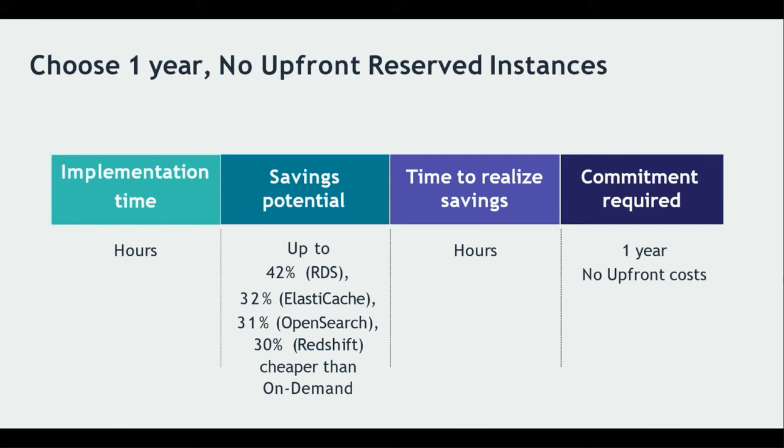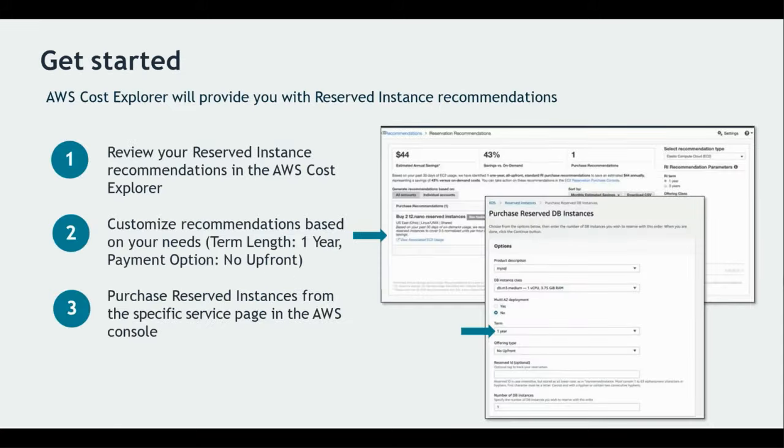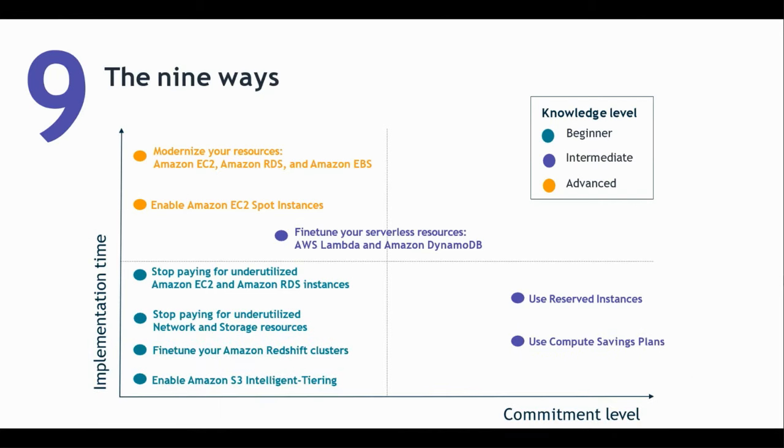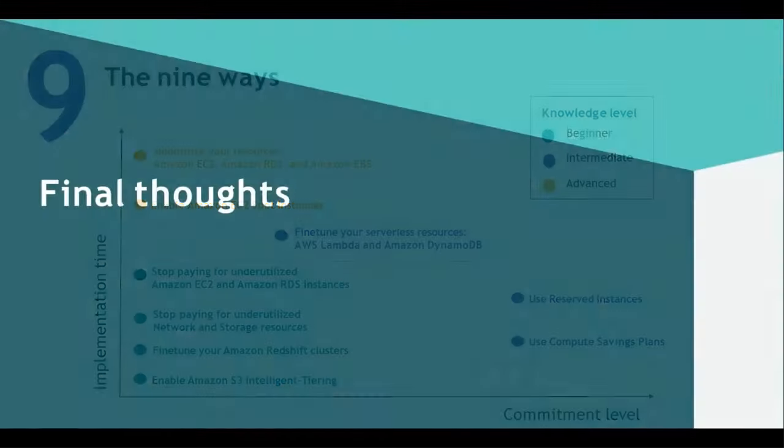Through this, you can save up to 42% on different resources, and you don't need to pay upfront, but you need to commit for 1 year. This is the Cost Explorer example, which will help you understand how you can go for reserved instances, right? So these are the 9 ways which you can follow to do cost optimization on your AWS account, and you will get the best results.